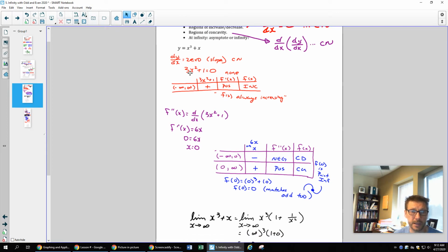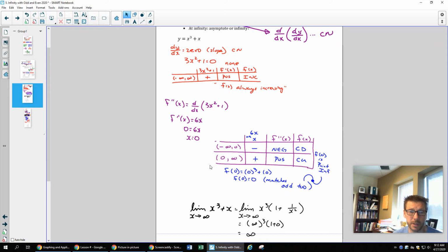Our second derivative then: the derivative of 3x squared is 6x. 6x is 0 when x is 0. So now we've got a region from negative infinity to 0, and 0 to infinity. I don't need the 6, but you can put the 6 in. It's just the x that is the factor that determines whether you're concave up or concave down. In some of these questions where it's simple, you don't really need to do the table, but it's sometimes nice to review the table in terms of how it works. If I put a negative number in, my concavity is negative, which means I'm concave down, and positive is positive and concave up.